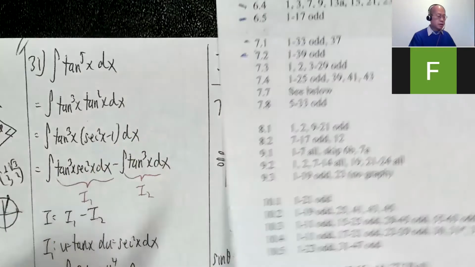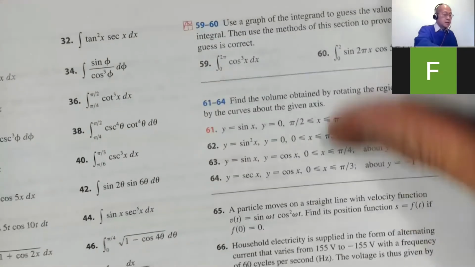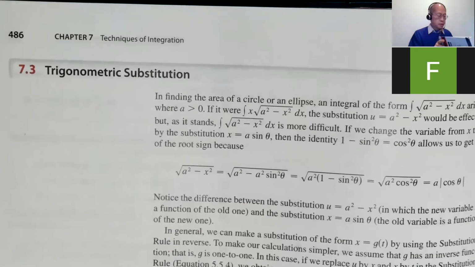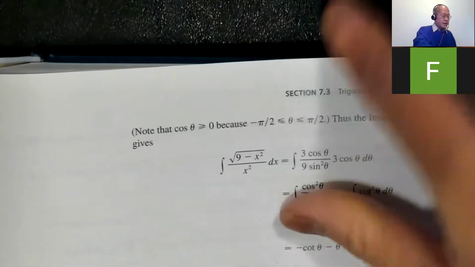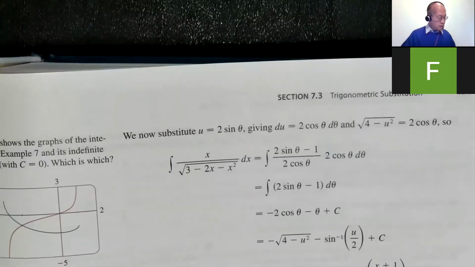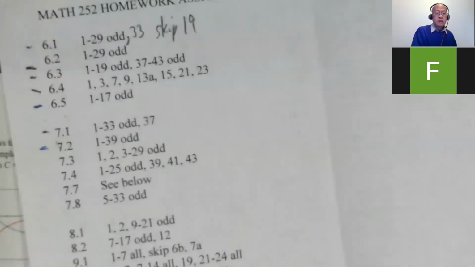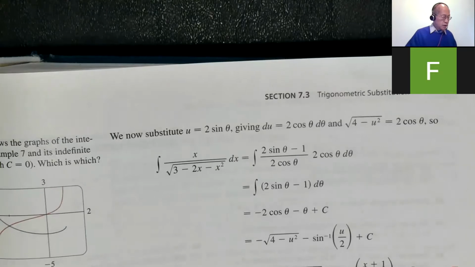Okay, so up to 7.3. 7.3 is on trig substitutions. Introduction to that. It sounds the same as section 2, but it isn't. In fact, if you look at the problems, you hardly see any trig at all. For 7.3, the assignment was 1, 2, and 3 to 29. Let me go ahead and show that to you, page 491.